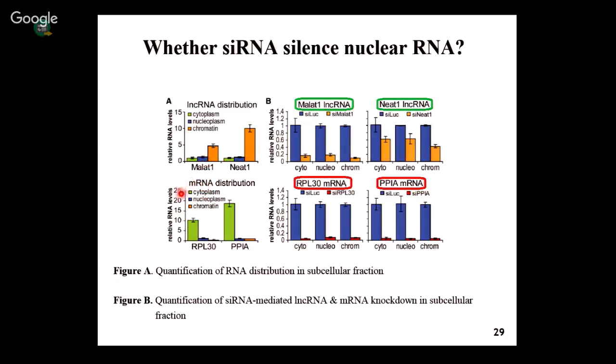And for comparison, the mRNA that are primarily present in the cytoplasm are represented by RPL13 and PPIA. So after the siRNA treatment, MALAT1 and NEAT1, which are primarily associated with the chromatin, were reduced. And the mRNA, RPL13 and PPIA, which are primarily present in the cytoplasm, are also reduced after siRNA treatment. So this result indicates that the siRNA functions are similar in cytoplasm and nucleus.